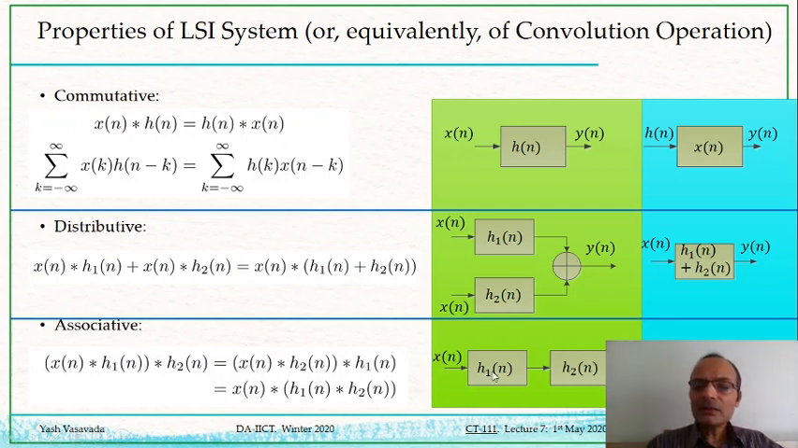And then finally, if I have a cascade of two systems, h1 of n and h2 of n back to back, instead of sending x of n through these two systems one after another, I can first make a combined system which is the convolution of h1 and h2, and then pass x of n through this combined system to get y of n. In both cases, the green and the blue y of n remain identical. So these are the several properties: commutative, distributive, and associative property of the LSI systems.